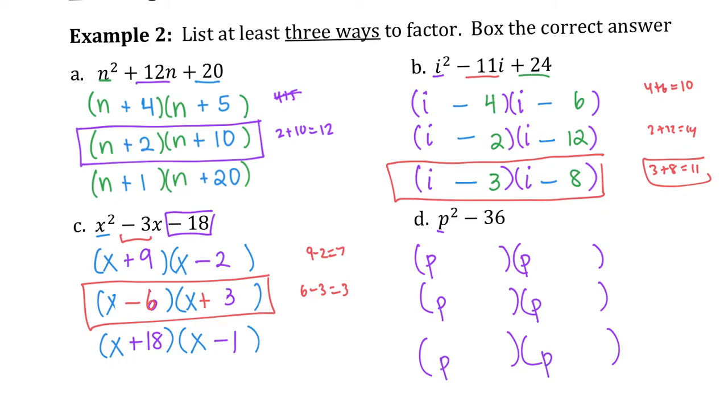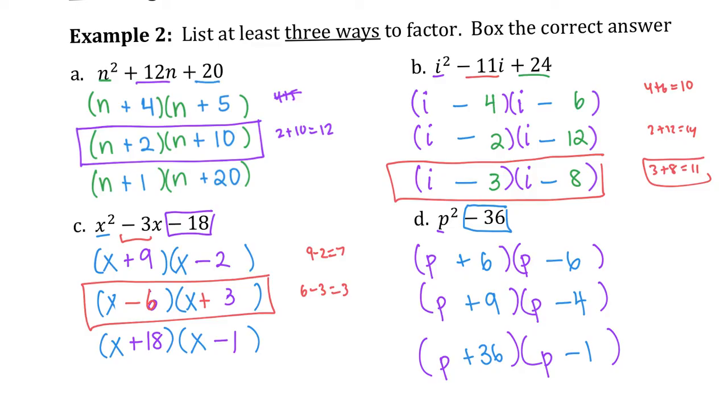Okay, what do I have? I have a negative 36. So what do I times to get negative 36? Positive 6, negative 6. How about positive 9, negative 4? How about positive 36, minus 1? Okay, and then I'm going to check and see which one's right.